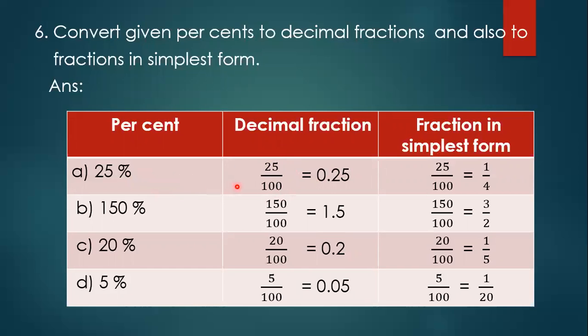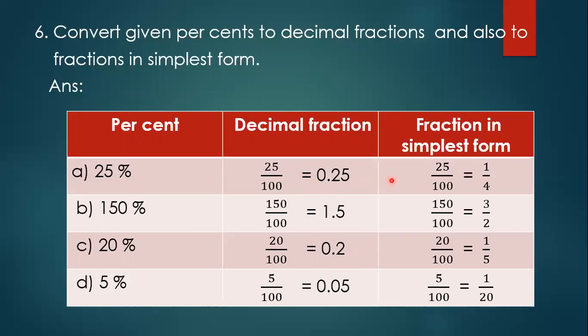25% as fraction we can write 25 upon 100. Here what is the denominator? 100. If 100 is the denominator, there should be 2 digits after the decimal point. Or we can say there should be 2 decimal places in the answer. So we can write 0.25.